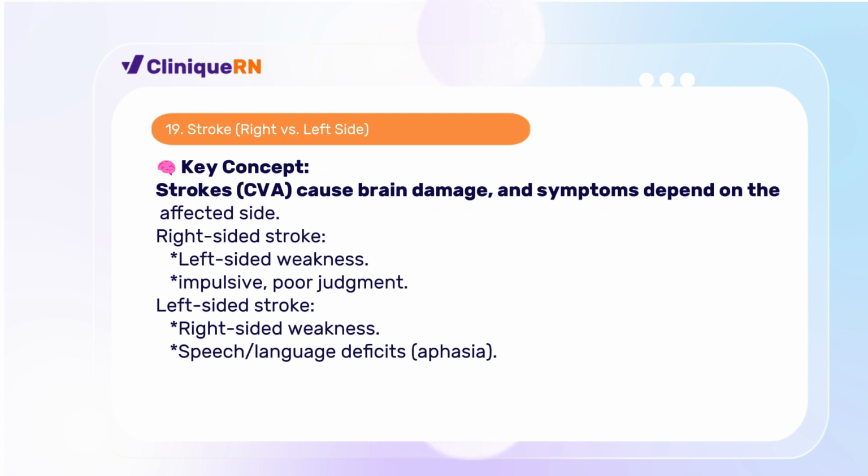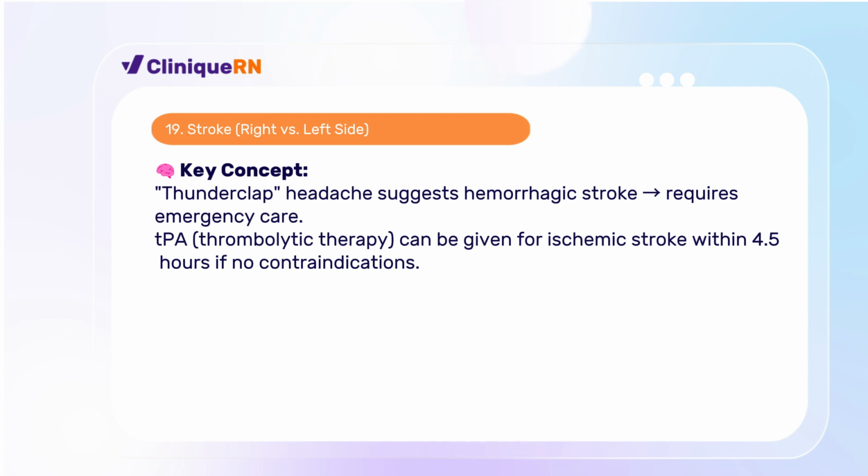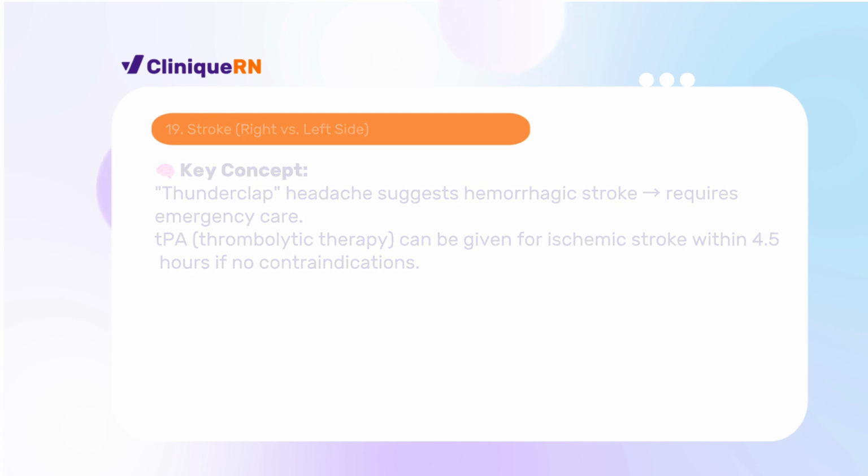Key concept: strokes cause brain damage, and symptoms depend on the affected side. Right-sided stroke: left-sided weakness, impulsive, poor judgment. Left-sided stroke: right-sided weakness, speech and language deficits, aphasia. Thunderclap headache suggests hemorrhagic stroke and requires emergency care. tPA, thrombolytic therapy, can be given for ischemic stroke within 4.5 hours if no contraindications.